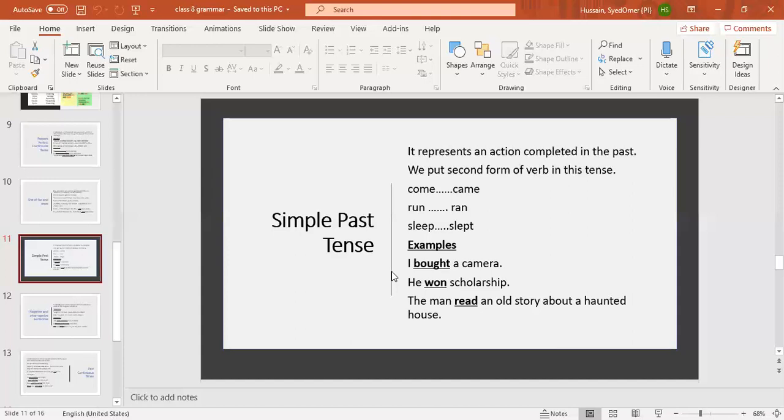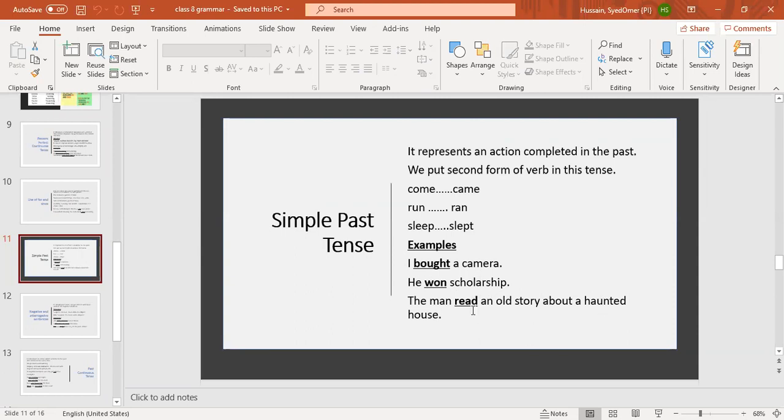Yesterday was Friday. Okay, we put second form of verb. No s, no es, nothing like that. Just the second form of verb. Do, did, come, came, run, ran, see, saw, watch, watched, help, helped, choose, chose, sleep, slept, win, won. Only we have to put the second form of verb, that is known as the past form of verb. I bought a camera. He won scholarship.